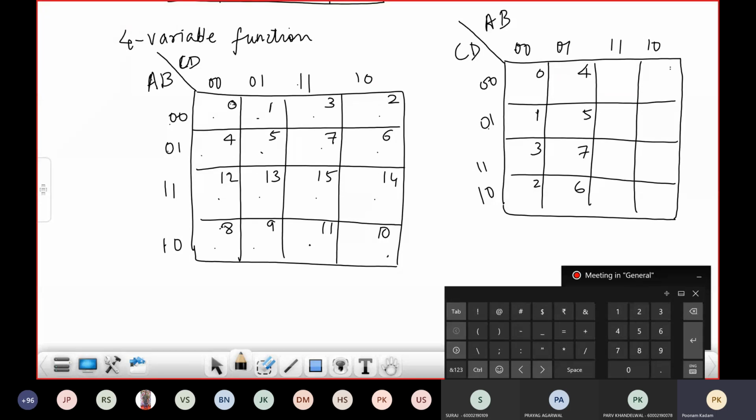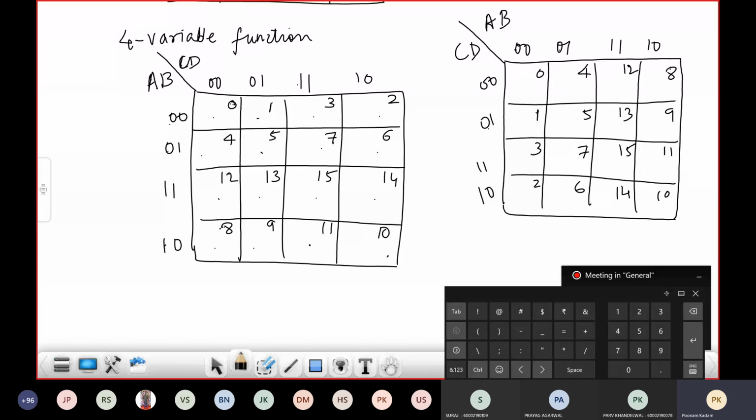And if you look at the last column, it is 1, 0, 0, 0, which means 8. 1, 0, 0, 1 means 9. 1, 0, 1, 1 means 11. 1, 0, 1, 0 means 10. 1, 1, 0, 0 is 12. 1, 1, 0, 1 is 13. 1, 1, 1, 1 is 15. And 1, 1, 1, 0 is 14. I hope it is clear, the structure of the K-map for a 4 variable function. Yes, ma'am. Okay. So now you are clear about how to draw the K-map, right? The structure is clear.